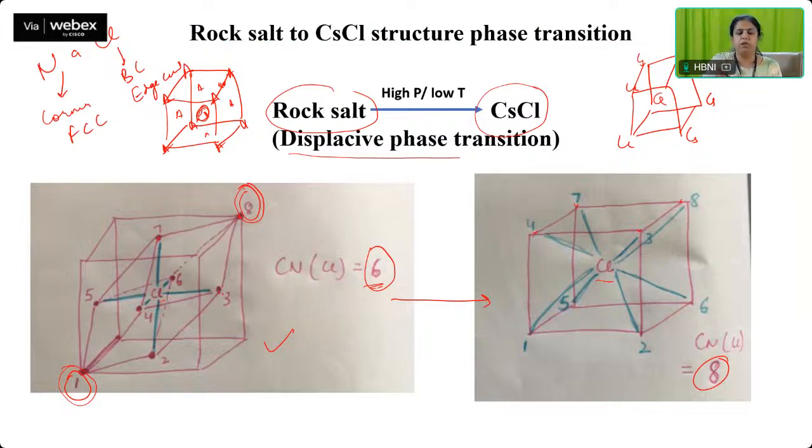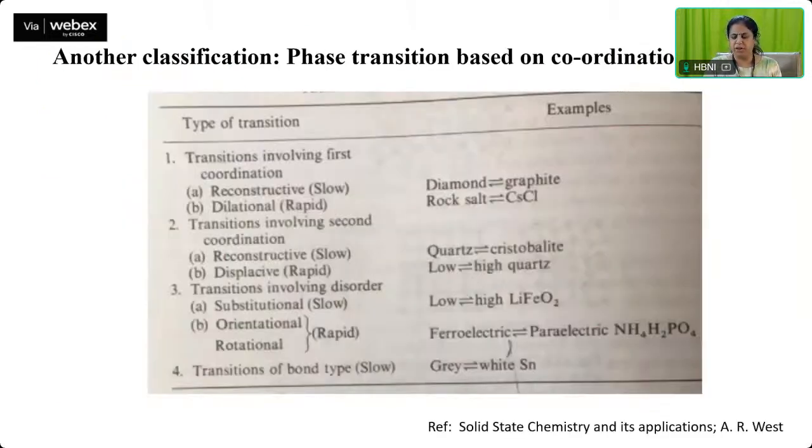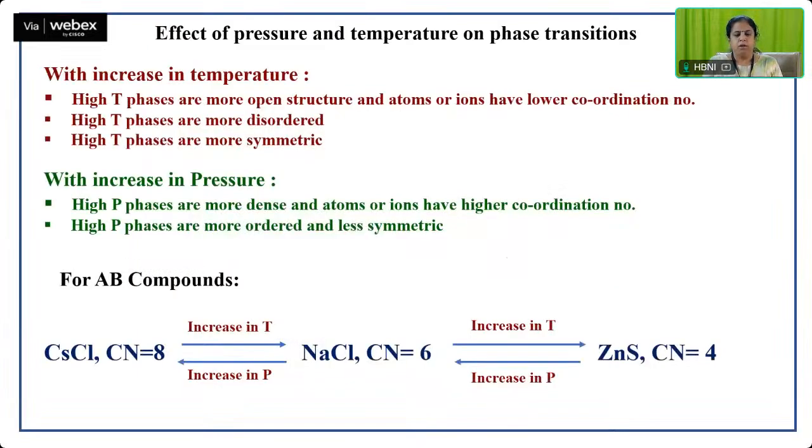Rock salt type of structure at high pressure or low temperature can go to your cesium chloride type of structure. Another classification will not do this. What is the effect of pressure and temperature on phase transition? So these are some of the general guidelines that will tell you how pressure and temperature affect the phase transition. Let's talk about the very general and logical scenario.